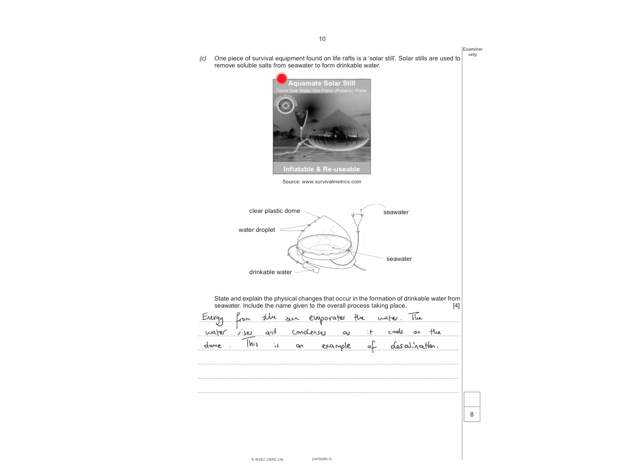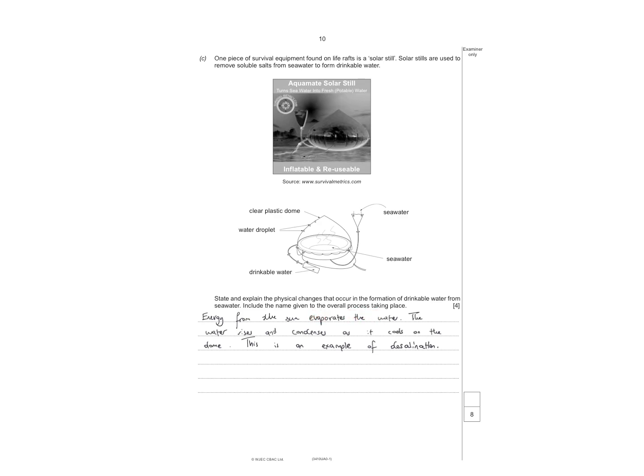One piece of survival equipment found on life rafts is a solar still. Solar stills are used to remove soluble salts from seawater to form drinkable water. State and explain the physical changes that occur in the formation of drinkable water from seawater, including the name given to the overall process taking place.